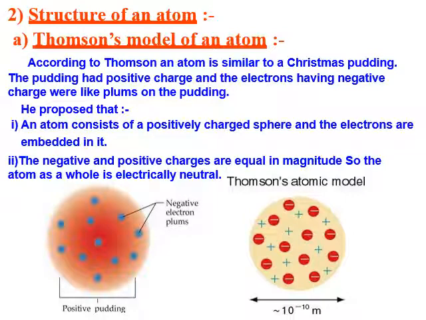Different scientists have proposed different models of an atom after the discovery of the three fundamental particles, that is electron, proton and neutron. So first of all, the model proposed by Thomson. According to Thomson, an atom is similar to a Christmas pudding. The pudding had positive charge and electrons having negative charge were like plums on the pudding, or you can say the watermelon, and the seeds of the watermelon are like electrons. They are scattered in between the atom. He proposed an atom consists of a positively charged sphere and the electrons are embedded in it. Means the whole atom is positive and electrons are embedded in between. The negative and positive charges are equal in magnitude. Number of negatives is equal to number of positives. So the atom is electrically neutral.